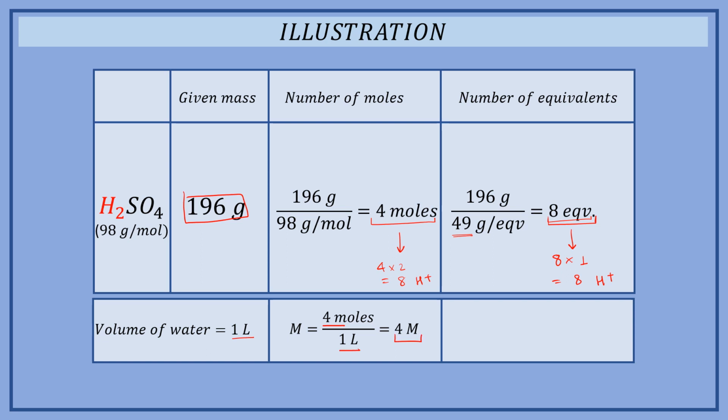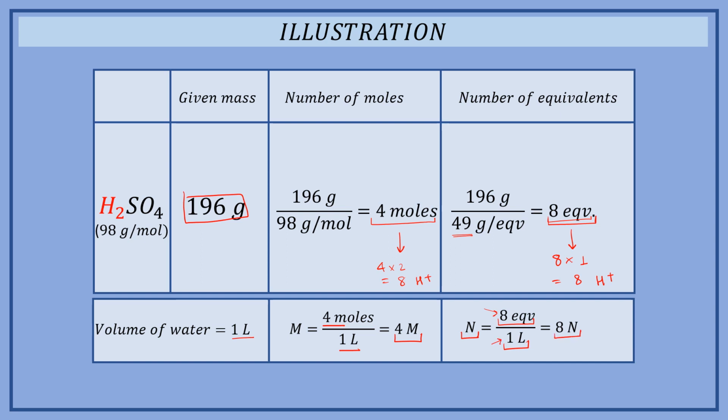Whereas we can also express the concentration of this solution in a new concentration term that we define as normality, which is equal to the number of equivalents present in 1 liter of solution. So the number of equivalents right here is 8 divided by the given volume, 1 liter. So it will be labeled as an 8 normal solution.